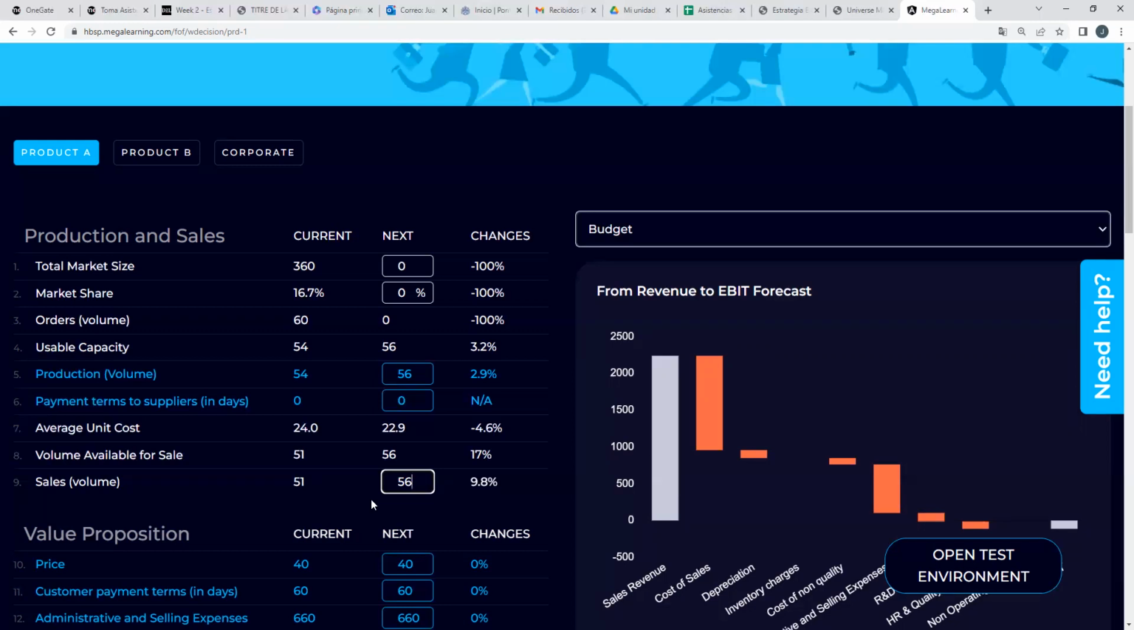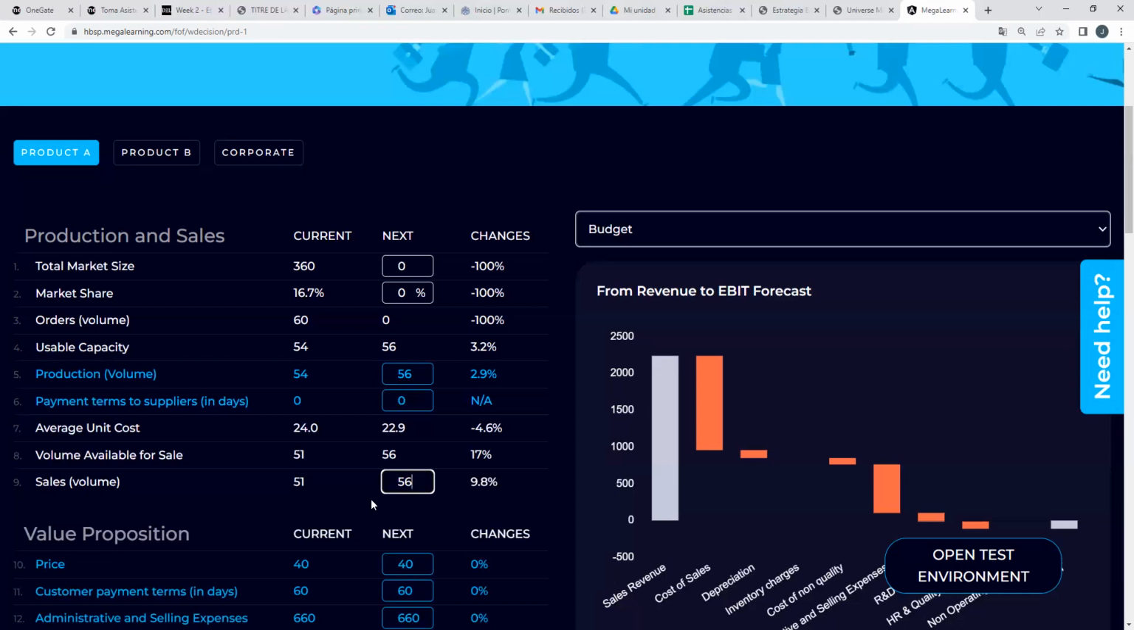Okay, if I want to produce more for the next round, I should take decisions about facility investment. Okay, so here, production volume. Yes, the simulation is putting me the maximum amount that I can produce. But if your decision is to produce a little bit less, you can put here a lower number. Okay, you cannot put more because you don't have more capacity.